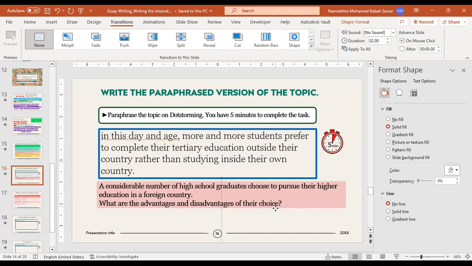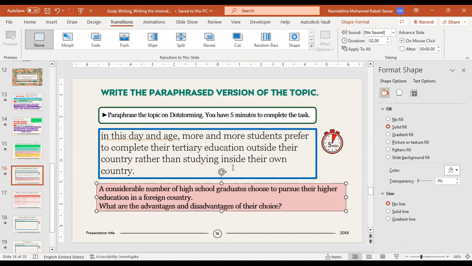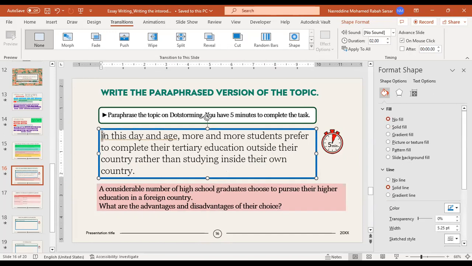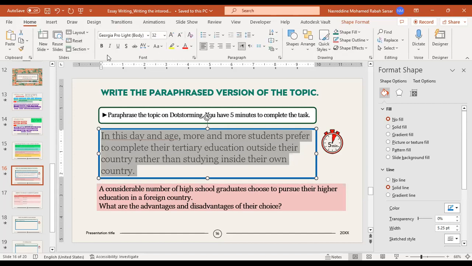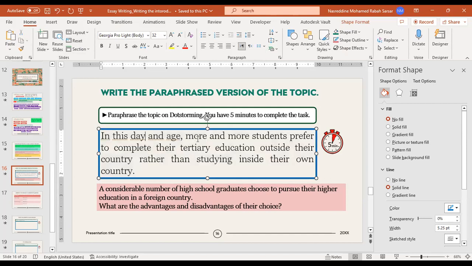Yeah, very good, excellent. I didn't want to change a lot of things, so that, for example, the students won't feel a bit stressed out. So it's okay, no problem. Abroad is a good phrase to use, so we will use it. Now, in this day and age, more and more students prefer to complete their tertiary education outside their country, or here we can say abroad.